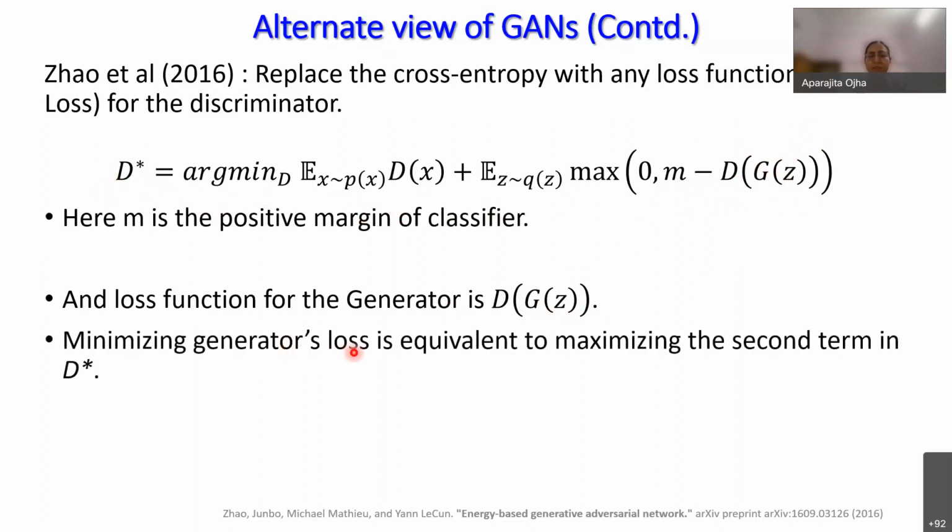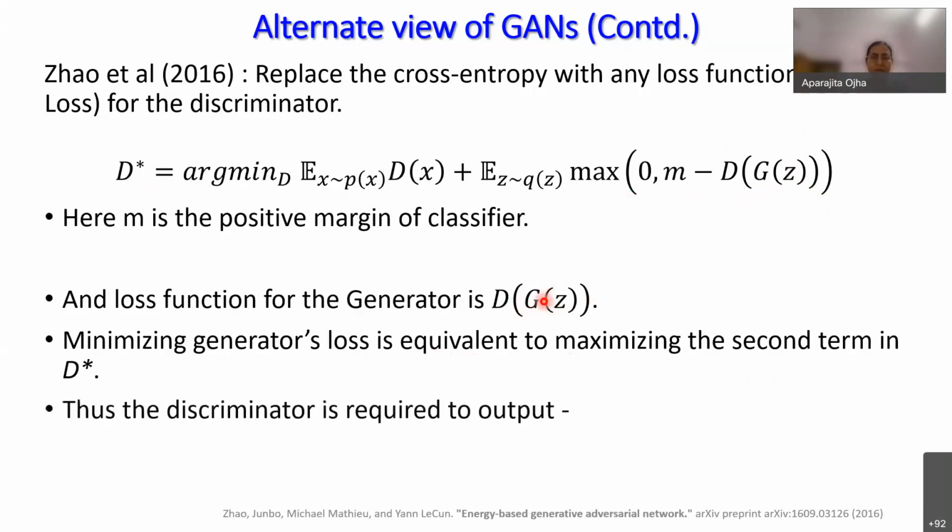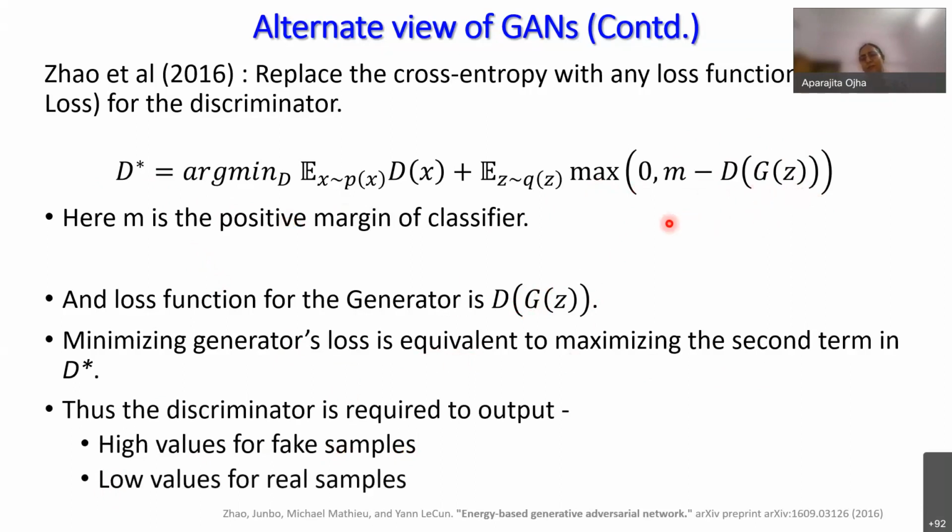So minimizing the generator's loss is equivalent to maximizing the second term in D star, which is minimizing this. Thus the discriminator is required to output high values for fake samples and low values for real samples. So if it happens to be real, then this will be low. That is the idea. So you use a margin of the classifier.